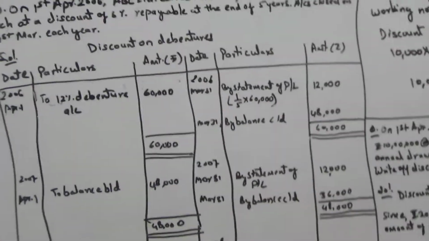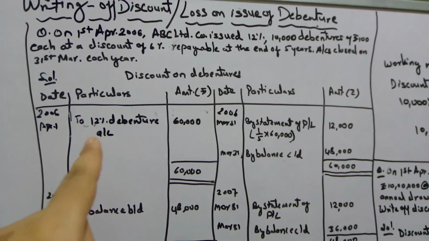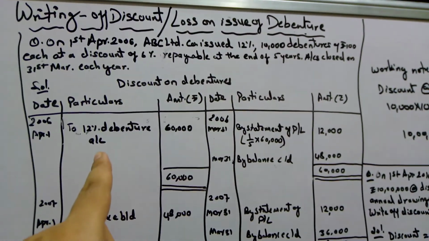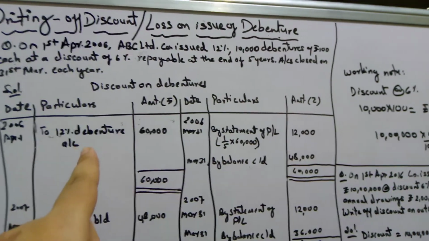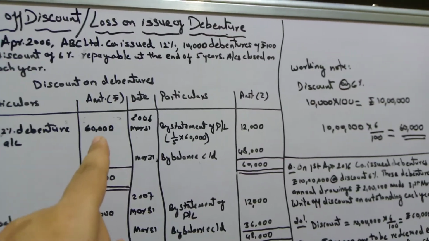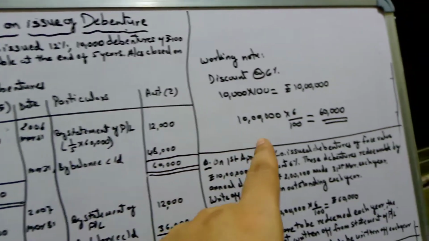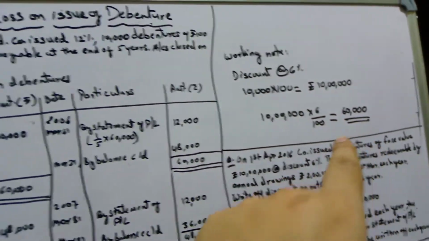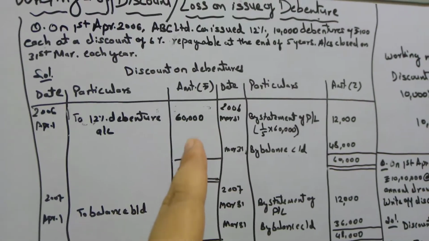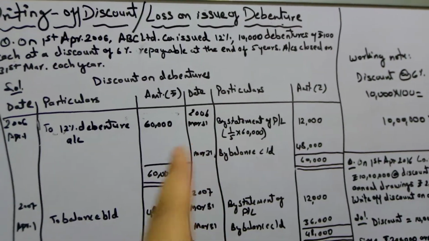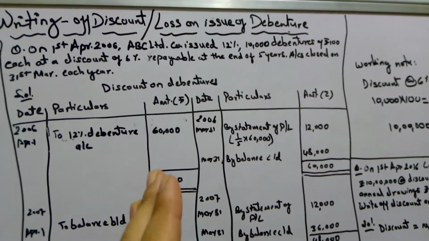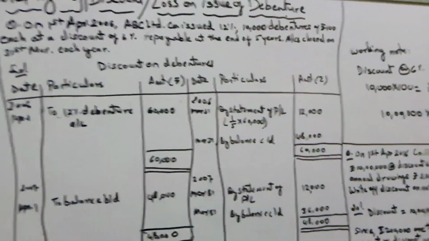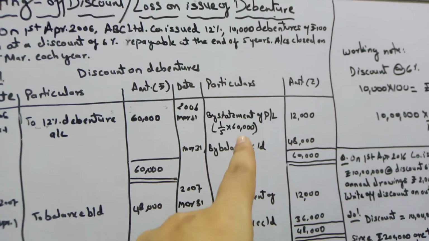Now how to pass the entry? First of all, you will write the discount amount here on the 1st of April, to 12% debentures account. Against this account, you have to write the debenture discount calculations. We have done the calculation here: 10 lakh, 6% of 10 lakh gives you 60,000. So this 60,000 comes on the debit side. Then on 31st March you have to transfer this 1/5. Why 1/5? Because it has to be repayable at the end of 5 years. So 1/5 of 60,000.